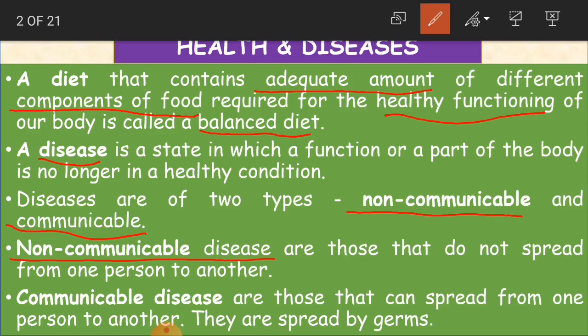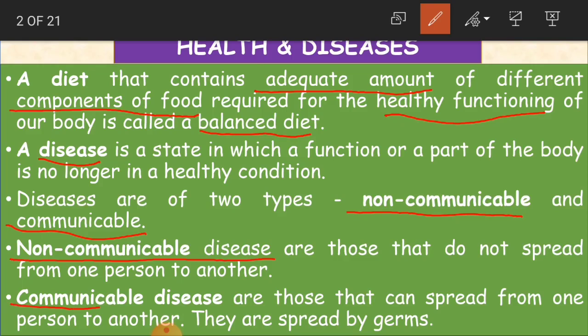Like suppose a headache, we'll get a headache. If we get a headache, it remains with us only. This headache is not going to transfer to some other person who is near to us. So it is a non-communicable disease.